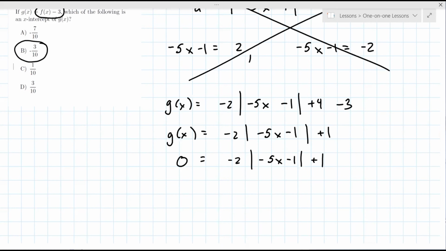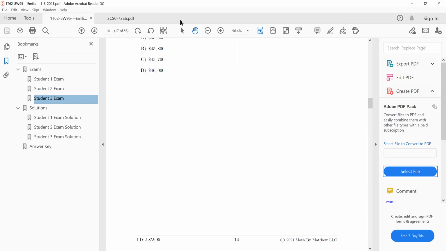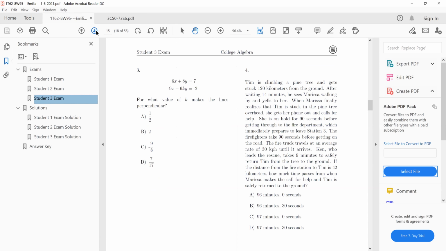Okay, so let me do this. I'm going to go to student 3 exam, and I'm going to share my screen. I'm going to share a different screen here. Student 3 exam consists of 10 questions that are just like all the other questions that we've done up through today's lesson.